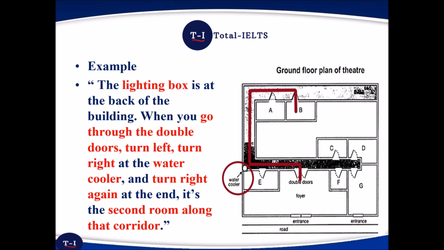For the plan, here the example says the lighting box is at the back of the building, so it will be somewhere here. When you go through the double doors, turn left, turn right at the water cooler, which is already here in the plan, and turn right again at the end, and it's the second room along that corridor.